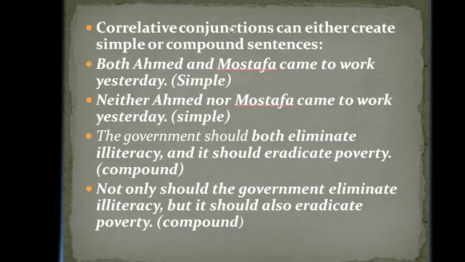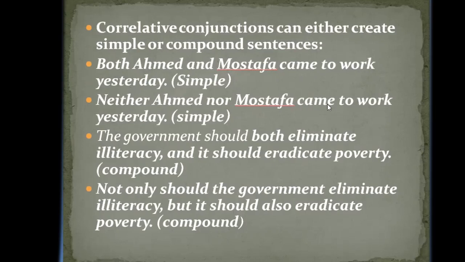Now, correlative conjunctions can either create simple or compound sentences. Look at this example. Both Ahmed and Mustafa came to work yesterday. This is a simple sentence. You have a compound subject. We talked about this before. And we have a verb, but it's a simple sentence.